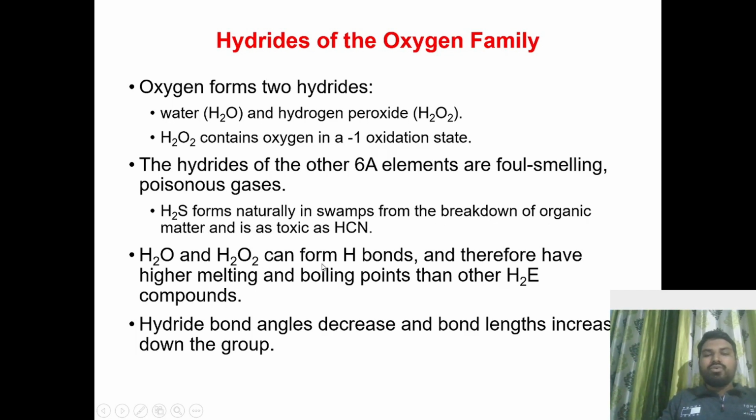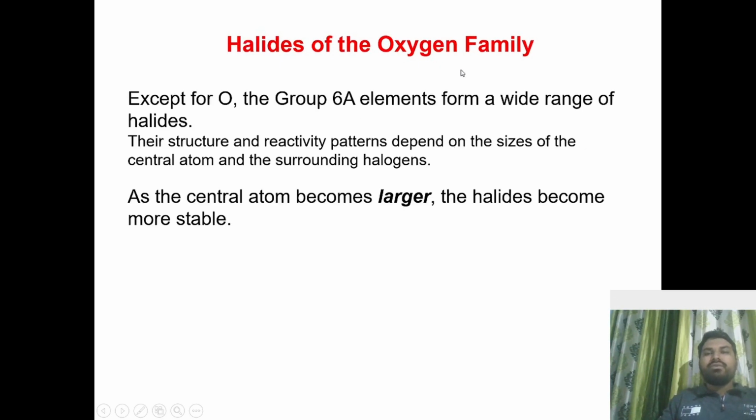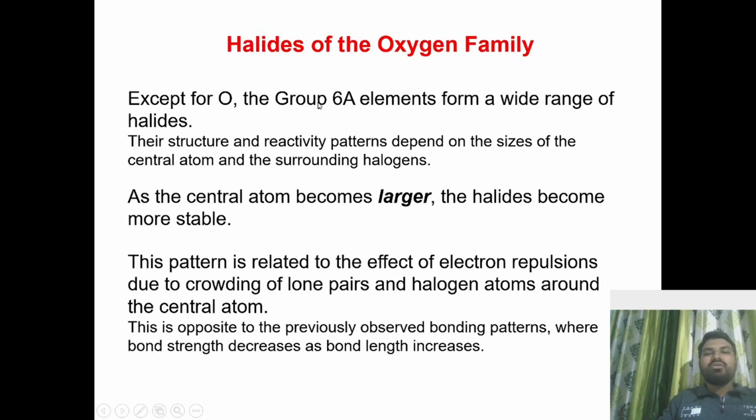H2O and H2O2 can form hydrogen bonds and therefore have higher melting and boiling points than other H2E compounds. Hydride bond angle decreases and bond length increases down the group. Now halides of the oxygen family. Except for oxygen, the group 6A elements form a wide range of halides. Their structures and reactivity patterns depend on the sizes of the central atom and the surrounding halogens.